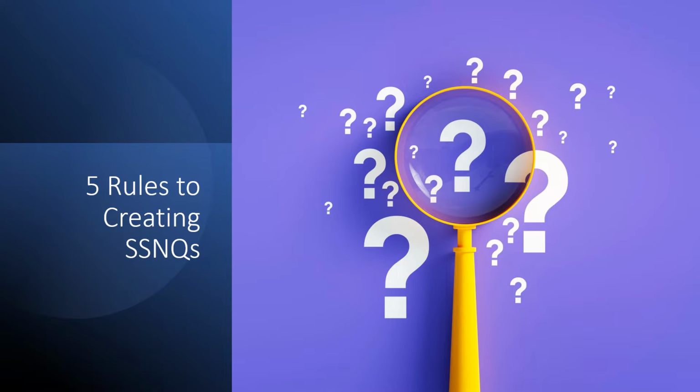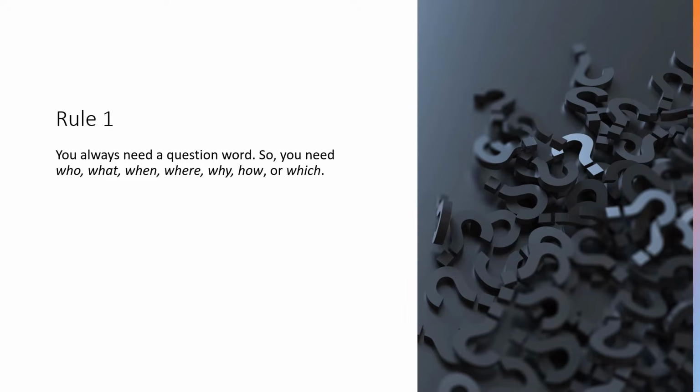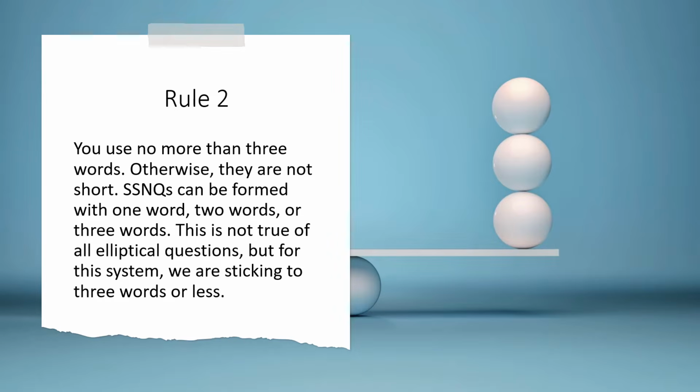It's common to omit verbs and other parts of speech that are not necessary, but you cannot just freely choose which words to omit. Let's look at the 5 rules. Rule 1. You always need a question word, so you need who, what, when, where, why, how, or which. Rule 2. You use no more than 3 words, otherwise they are not short. SSNQs can be formed with 1 word, 2 words, or 3 words. This is not true of all elliptical questions, but for this system we are sticking to 3 words or less.